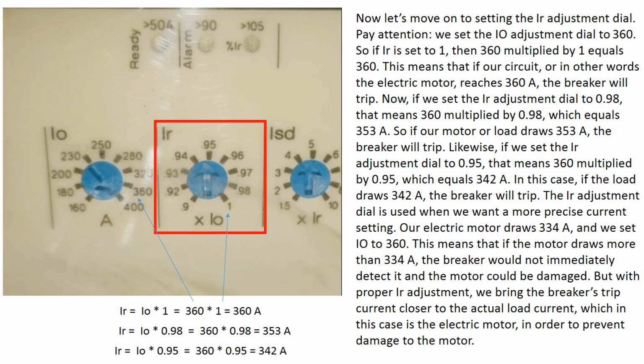Our electric motor draws 334 amps. We set IO to 360. This means that if the motor drew more than 334 amps, the breaker would not immediately detect it, and the motor could be damaged. But with proper IR adjustment, we bring the breaker's trip current closer to the actual load current, which here is the electric motor, so we can prevent damage to the motor.